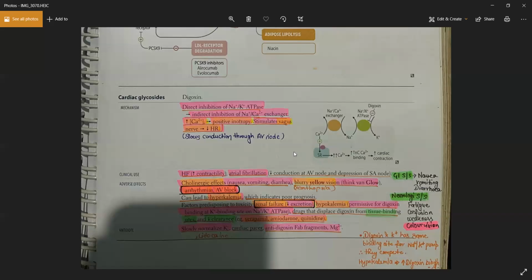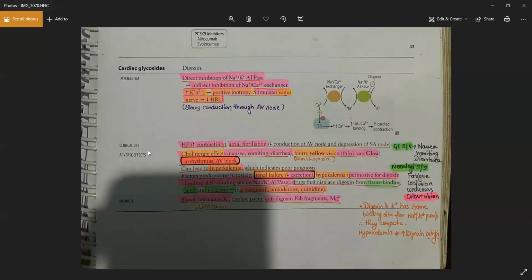Second thing, these drugs also stimulate the vagus nerve, and because the vagus is a parasympathetic nerve, they can reduce the heart rate, so they can also be used as antiarrhythmic agents. So heart failure and antiarrhythmic agents. Then come the adverse effects, which are very important. They can cause nausea, vomiting, diarrhea, just like normally. And the important thing is they can cause blurry yellow vision. Whenever you encounter an old age patient who is having some yellowish vision, that means they are on digoxin therapy. They can also cause AV block because they are reducing the heart rate.